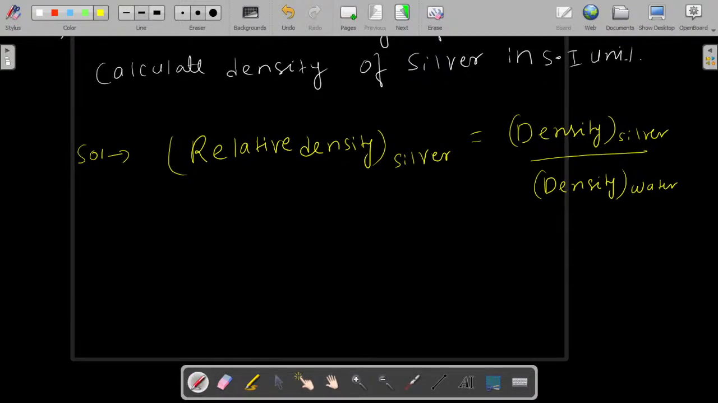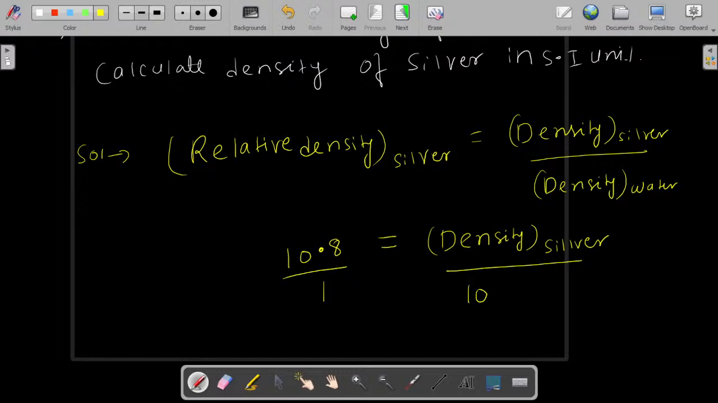Now you write down density of silver. It is not given. Relative density is given, so write down 10.8. Density of silver you have to find. And always remember density of water is 1000, that is 10 to the power 3. You make a note here.